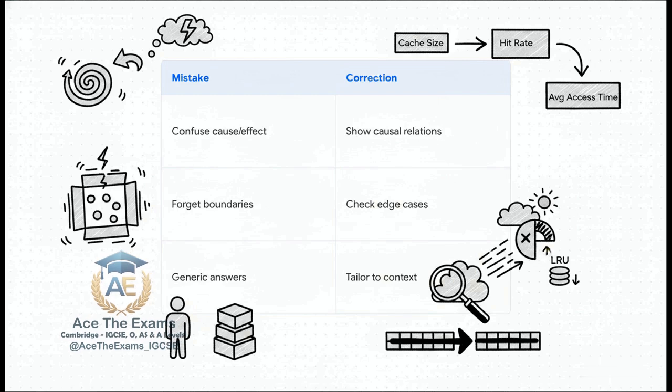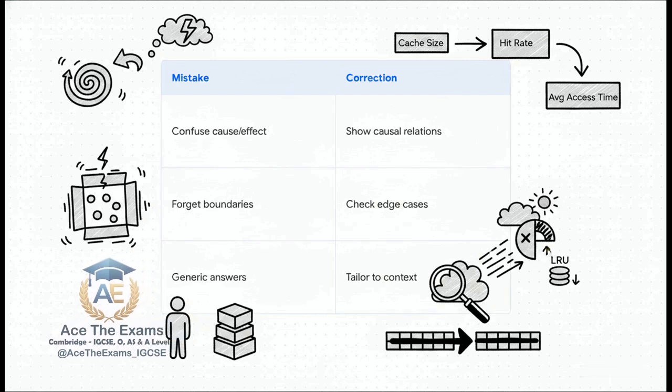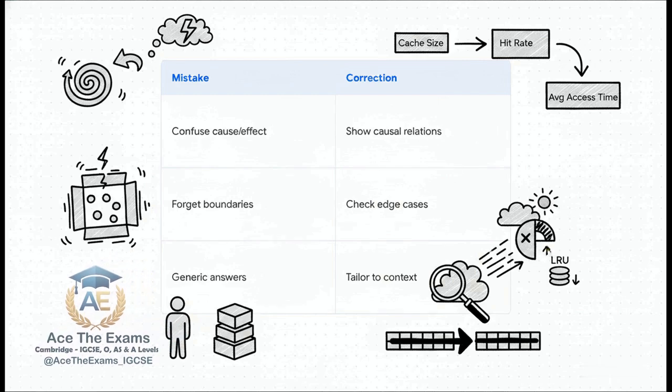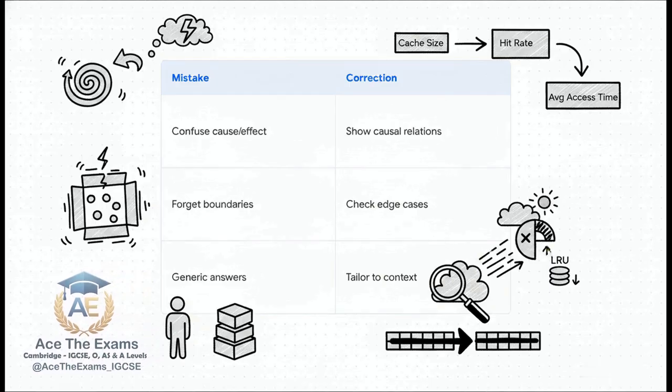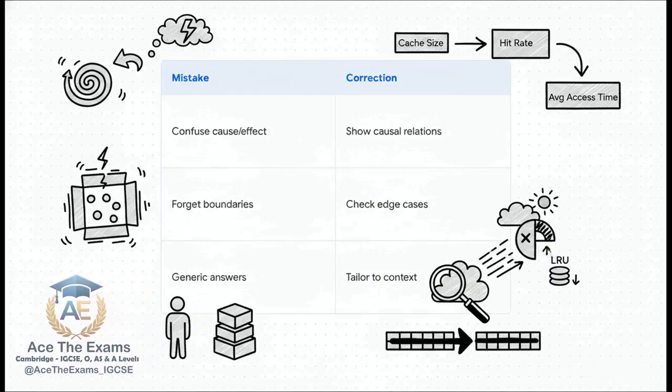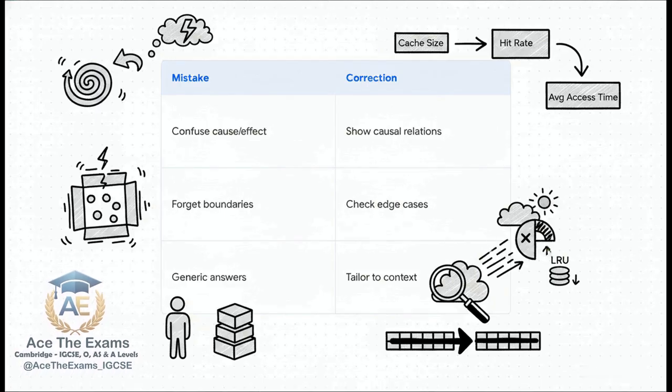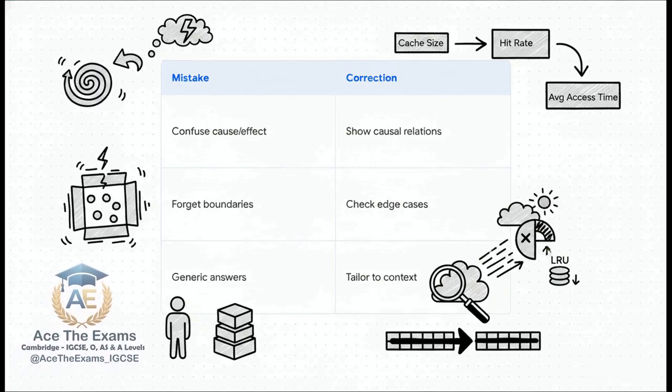Mistake number 3, generic, non-specific answers. Remember Alex from earlier? Rote memorization fails completely here. If the exam question is explicitly about a weather forecasting supercomputer and you just write down a generic textbook definition of RAM and cache, you get 0 marks for application.